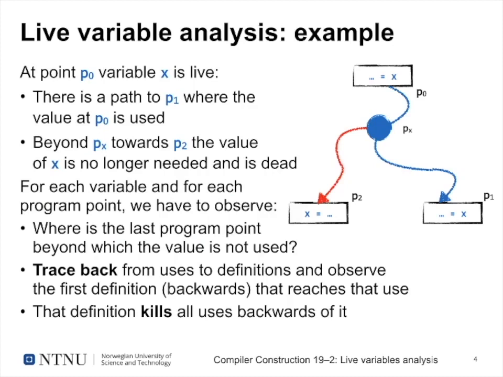So let's look at an example. We have a program point p0 where we have an assignment using a variable x in the preceding basic block, and we say at this program point p0 our variable x is live if there is a path to another block, say p1 down here, where the value of x at p0 is actually used.